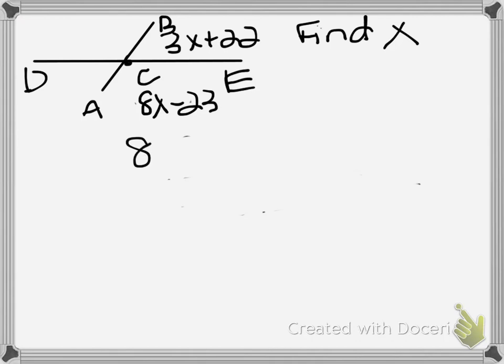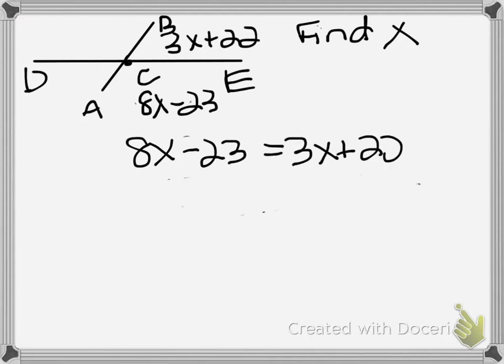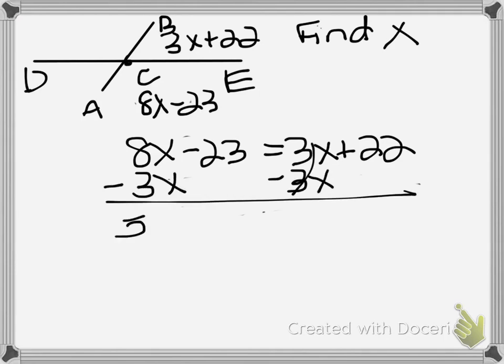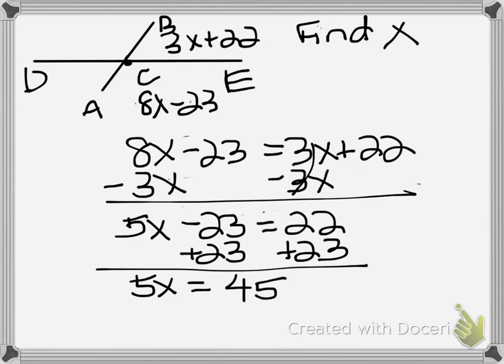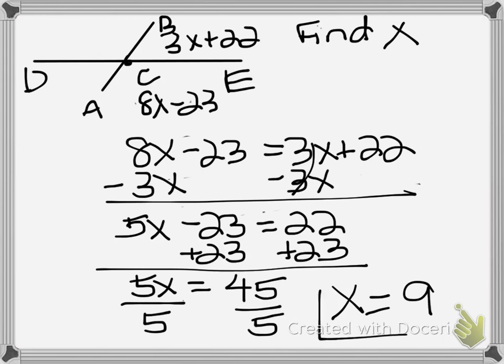So this was positive 8x minus 23 equals 3x plus 22. Again, I'm going to subtract my 3x from both sides. I get 5x minus 23 equals 22. I'm going to add the 23 to both sides. I get 5x equals 45. And finally, we divide by 5 in order to get our x, which in this case will be 9. And that is the end of our day 1 of segment addition notes.